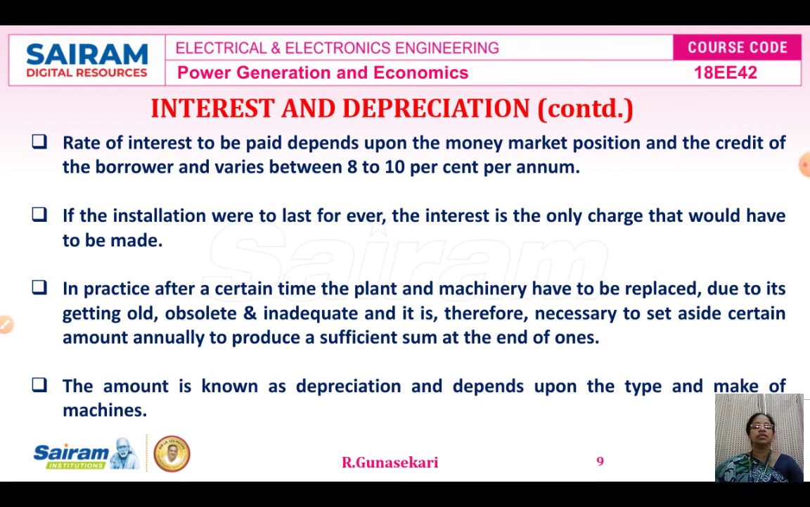If the installation were to last forever, interest is the only charge that would have to be made. But in practice, after a certain time the power plant and machinery have to be replaced because they get old, obsolete or inadequate. Therefore, it is necessary to set aside a certain amount annually to produce a sufficient sum at the end of the useful life. This amount is known as depreciation, and the depreciation depends upon the type of machines and the make of machines.